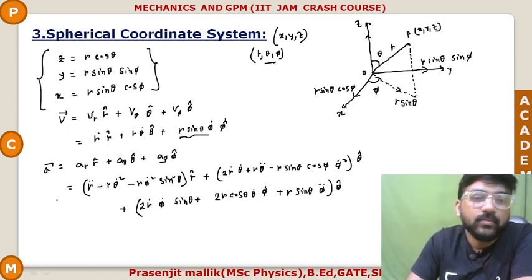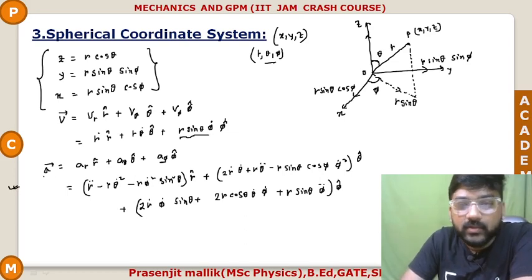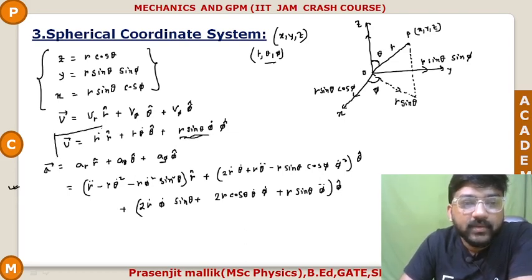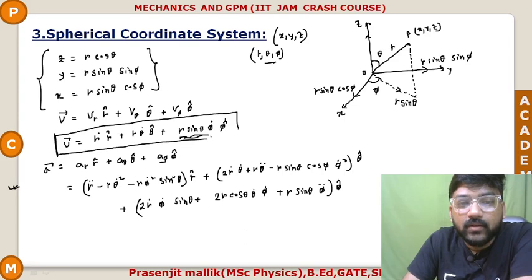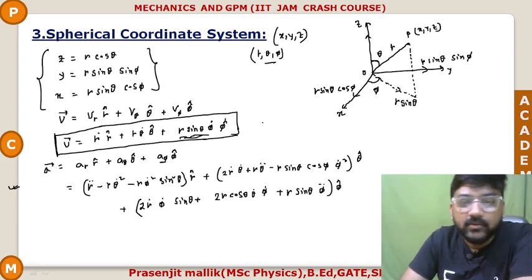So this is a much more complicated result. You don't need to remember this result, because it is not very useful for your exam purpose. You can remember just the velocity result, which is just one extra term. According to the syllabus, there is only plane polar coordinate and the cylindrical coordinate system, and that is very easy. So you have to remember these terms.